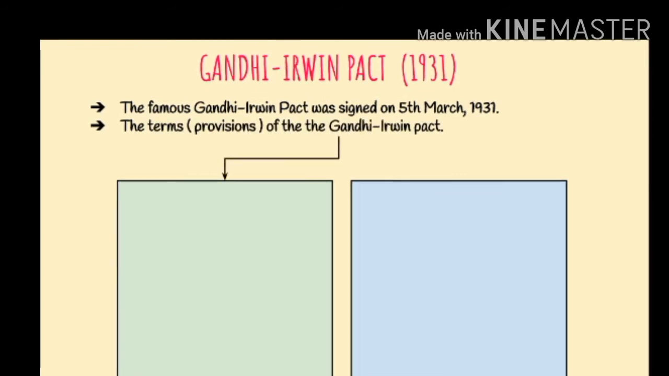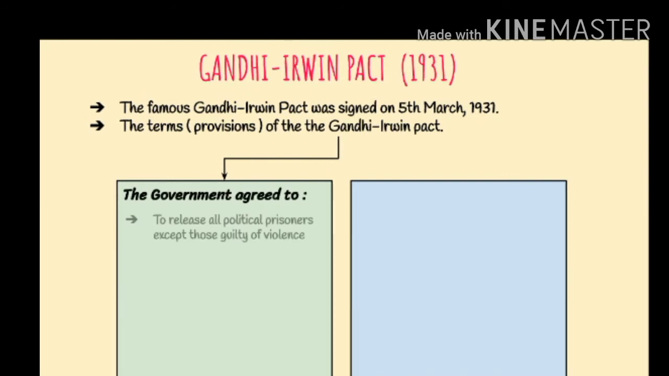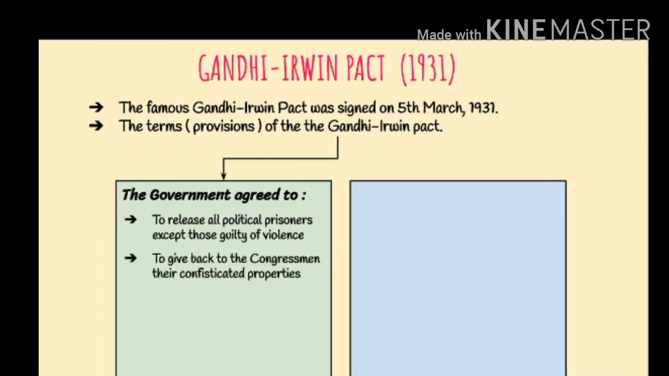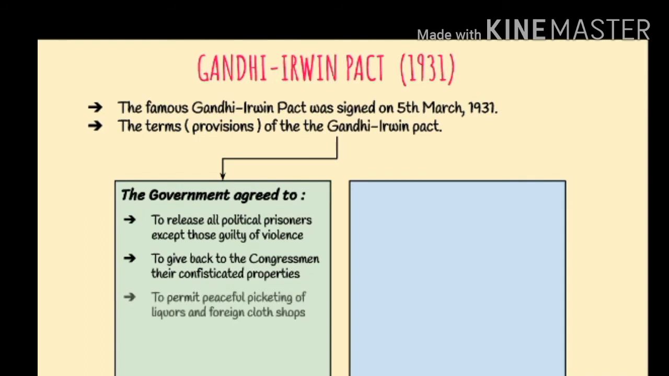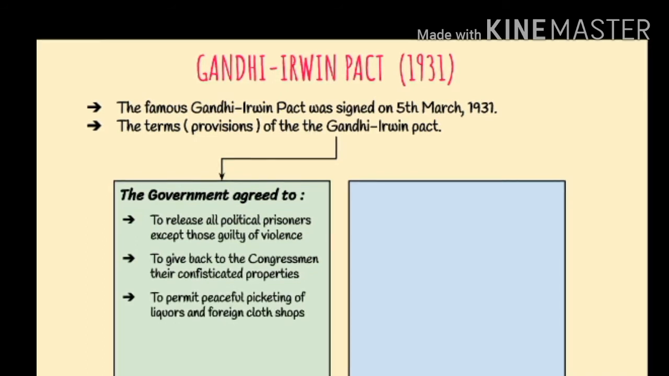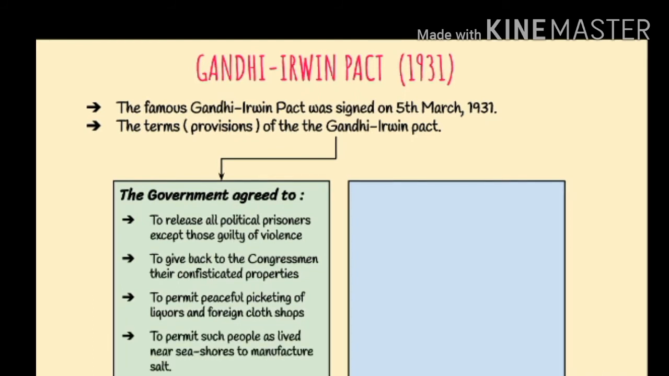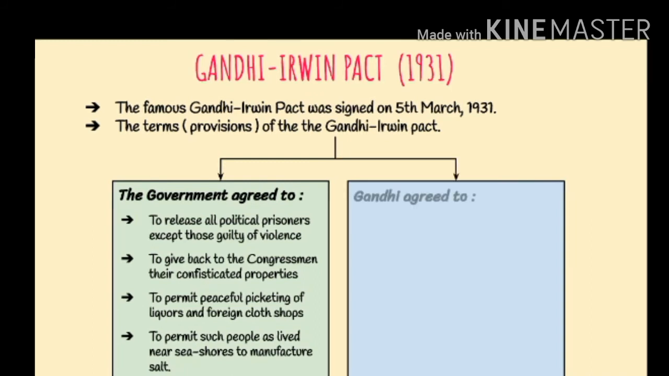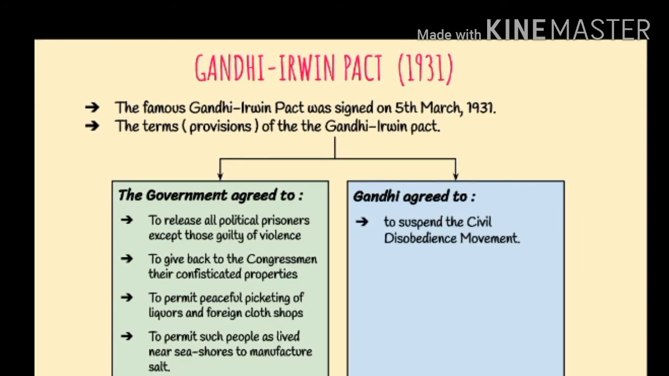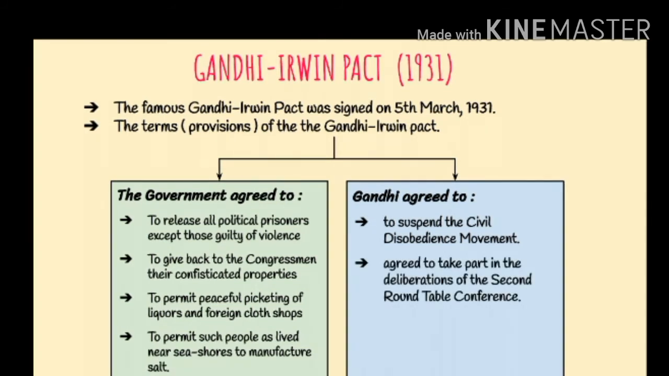The Governor General agreed to release all political prisoners except those found guilty, to give back to the Congress leaders their confiscated properties, to permit peaceful picketing of liquor and foreign cloth shops, and to permit people who lived near the seashore to manufacture salt. Gandhiji agreed to suspend the civil disobedience movement. He also agreed to take part in the deliberations of the Second Roundtable Conference.